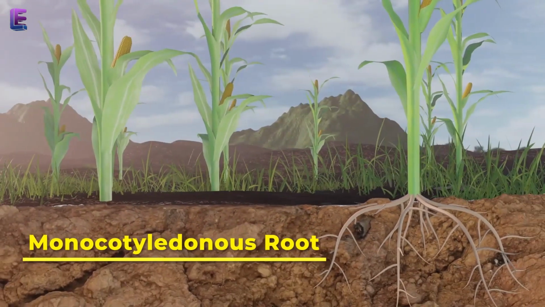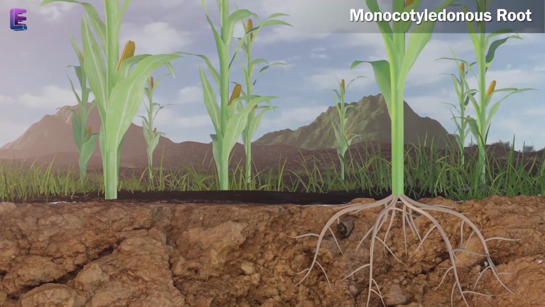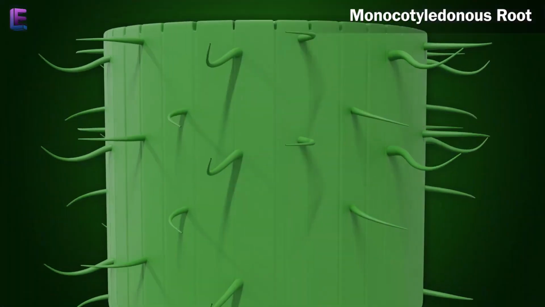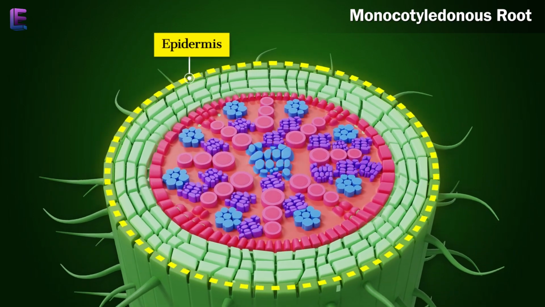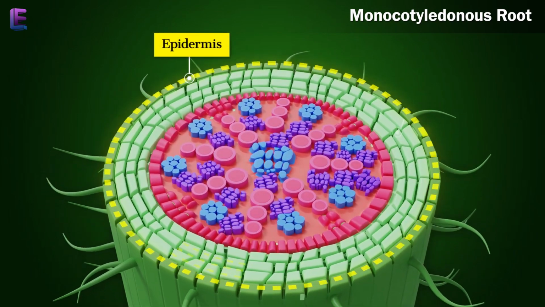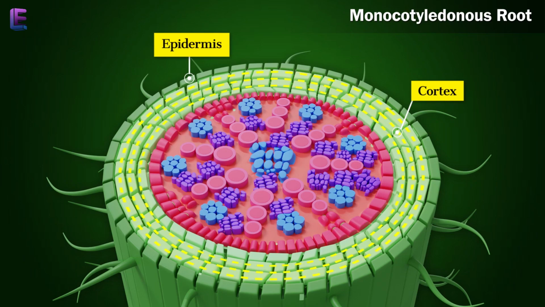Monocotyledonous root. The internal structure of a monocotyledonous root has three parts. These are 1. Epidermis, 2. Cortex, and 3. Stele.